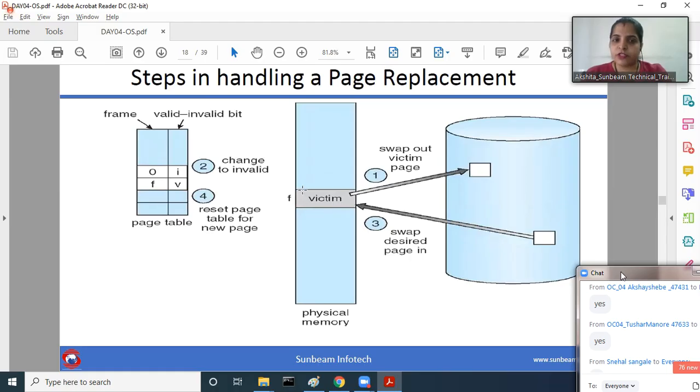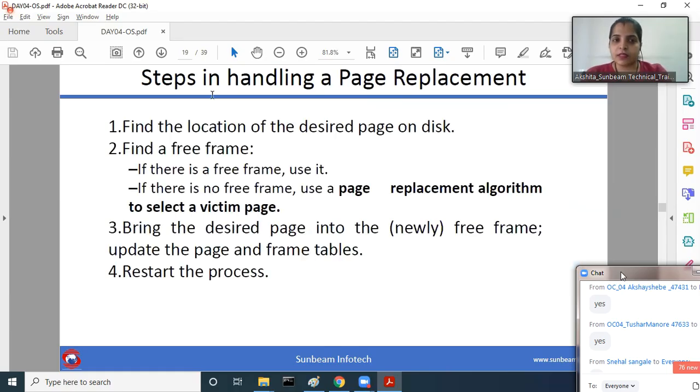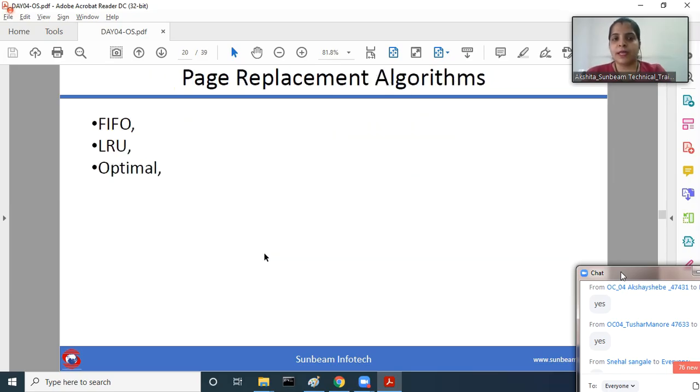Obviously, for the page which I have as a victim, the entry in the page table will change later, valid to invalid, invalid to valid, and so on, right? So in case of page replacement, first, if there is a free frame, use it. If there is no free frame, the page replacement algorithm will help us select the victim page. There are 3 page replacement policies. First, first in, first out. Second, least recently used. Third, optimal. Now do you understand why we use page replacement policy?